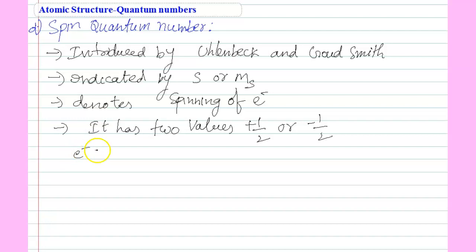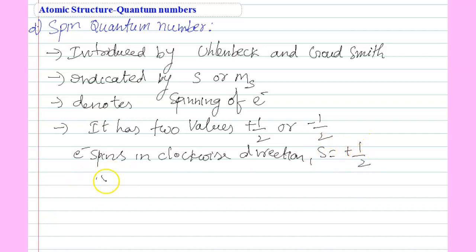If the electron spins in a clockwise direction, then S equal to plus half. If the electron spins in an anti-clockwise direction, then S equal to minus 1 by 2. So simply, up arrow is plus half, down arrow is minus half.